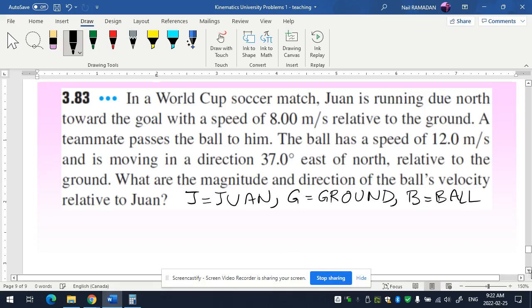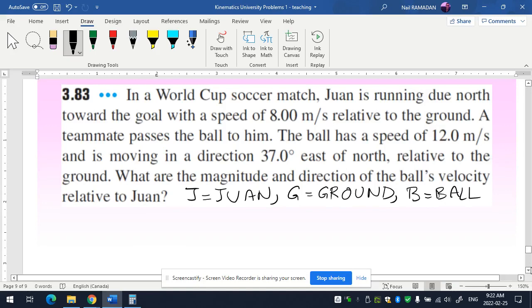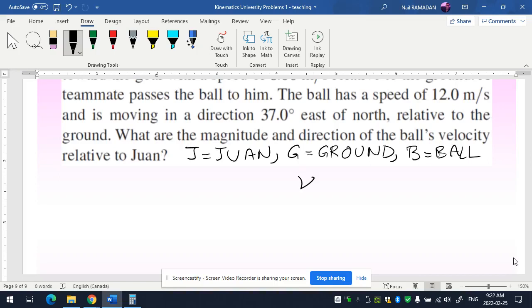Can someone tell me what's this 8 meters per second relative to the ground? V what to what? Just give me the subscript. So it's V of him to the ground. Great. So let's actually, everyone, do the givens here. V J to G is 8. I'm gonna skip the decimals, so I'm just gonna write which way: north.